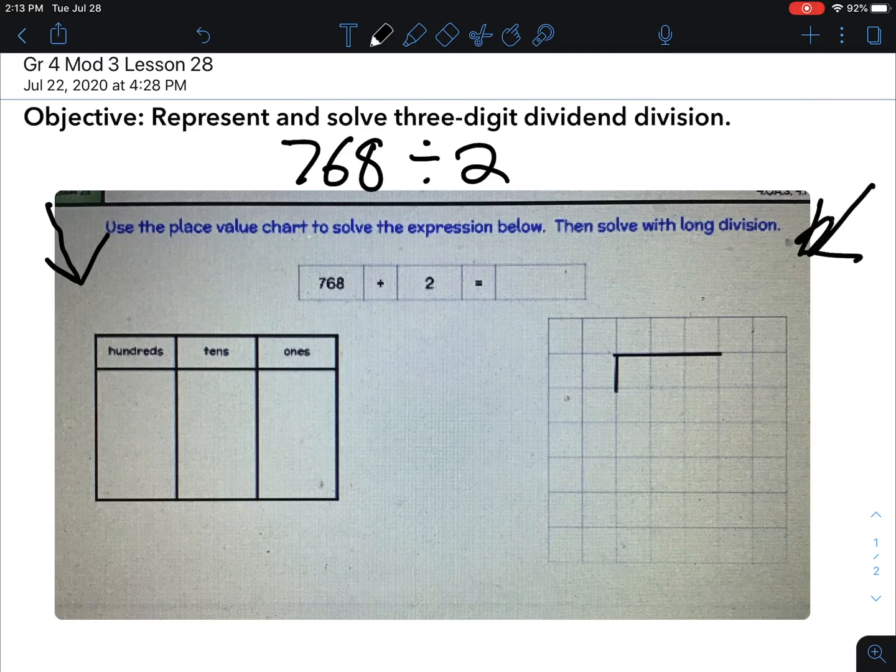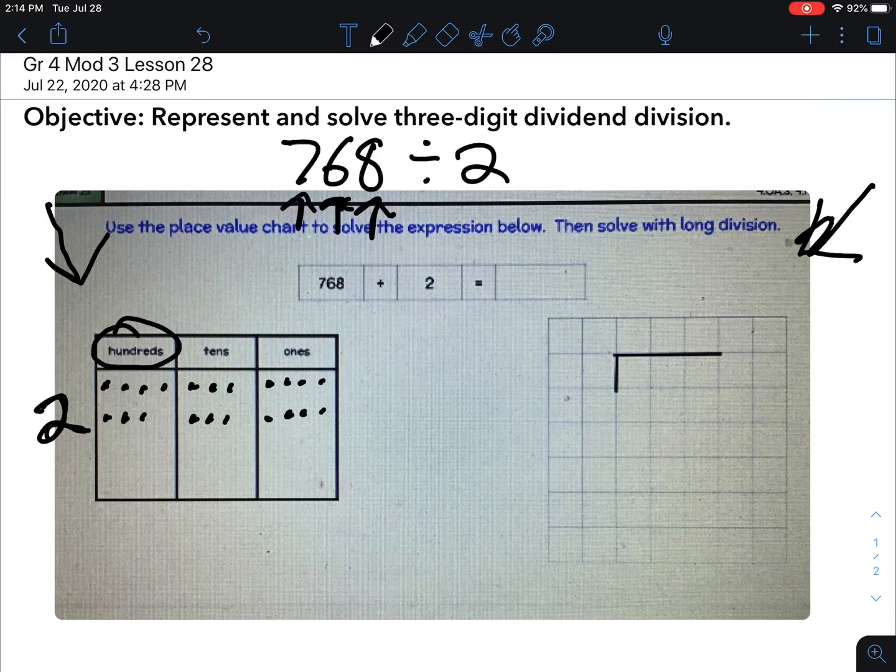with division, where they want you to solve it using a place value chart and then using the algorithm. All right, so first thing I have to do is put our dividend, 768, in the place value chart. So how many discs are going to go in the hundreds place? That's right, 7. So 1, 2, 3, 4, 5, 6, 7. Then I have 6 in the tens place. And I have 8 in the ones place.